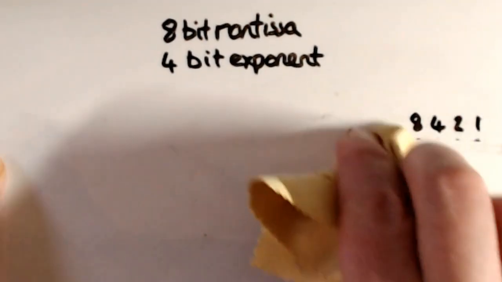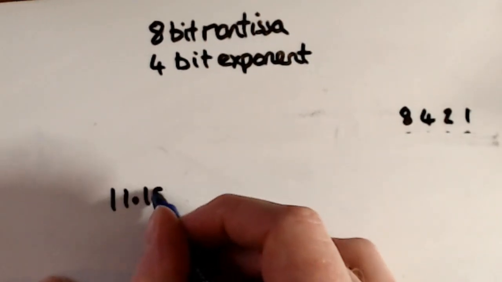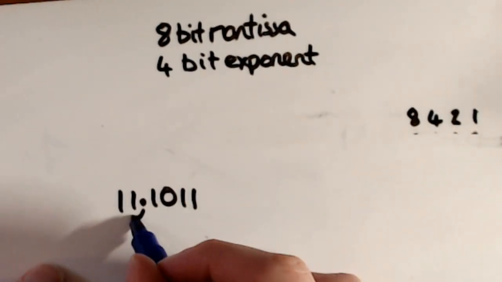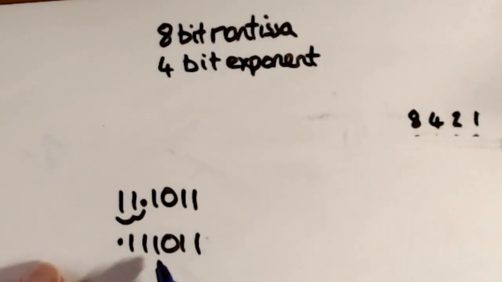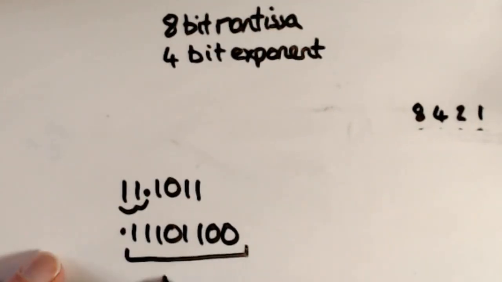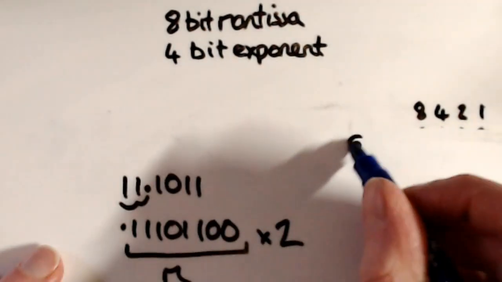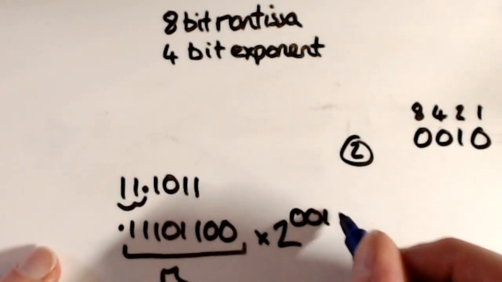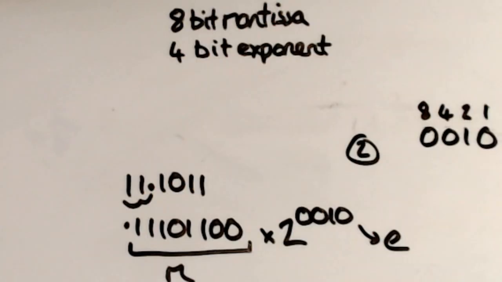So the next one is 1, 1, 1, 0, 1, 1. Hopefully you're thinking that there's not 8 bits there. Okay, we move that twice. So that's decimal point 1, 1, 1, 0, 1, 1. That's only 6 bits. So we're going to have to put another 2 bits after it just to make it up to the 8 bits. So that's your mantissa. We then go times 2. So we're having to represent 2 in binary, so that's 0, 0, 1, 0, so that's your exponent. Okay, do another couple.